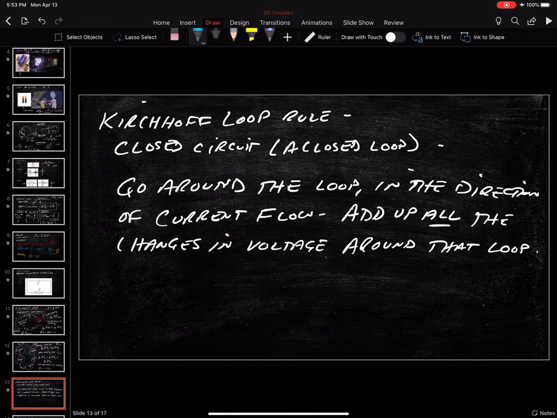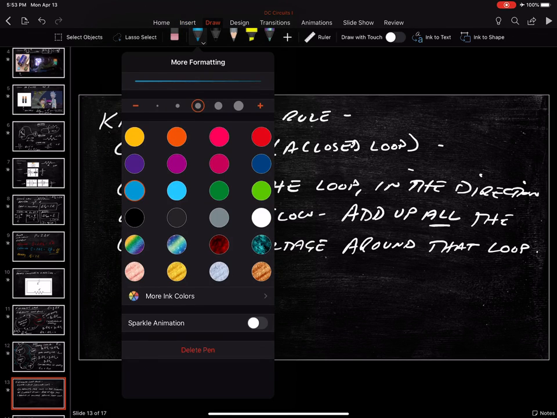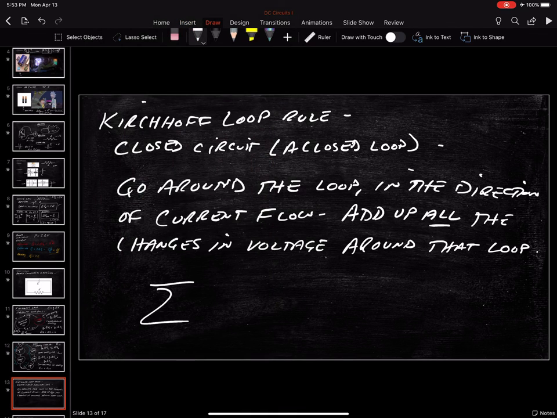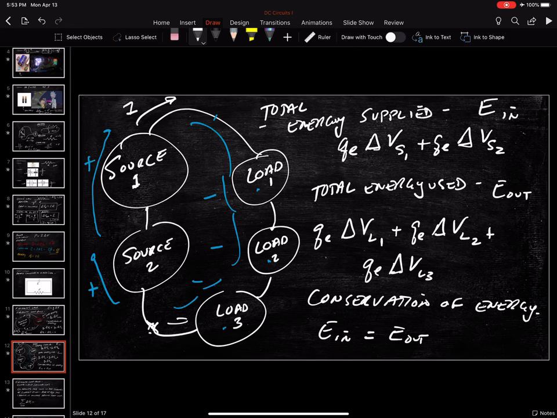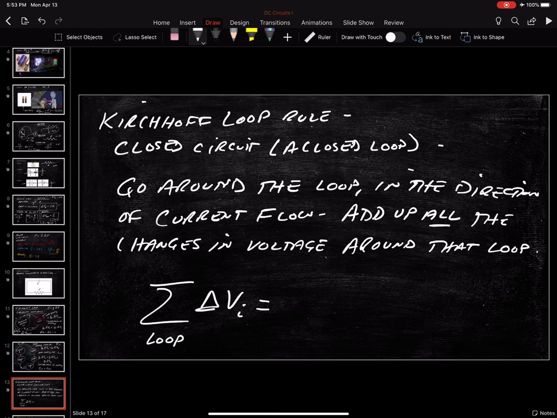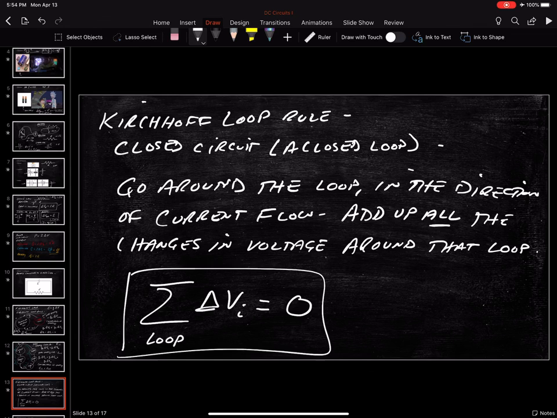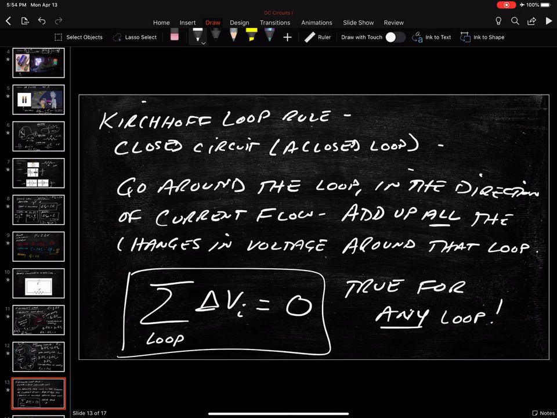Kirchhoff's law says, take that thing, okay, sum up the changes in voltages through the loop. Okay, I here stands for whichever one you've got. Kirchhoff's loop rule says you add all these things up. Okay, what do we get? Since energy in equals energy out, summing all these things up gives you 0. And this is true for any closed loop.